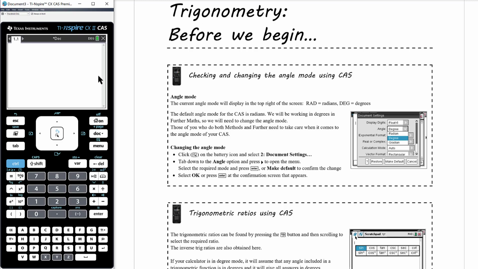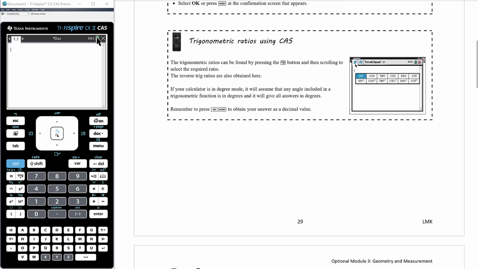You can also do it from the home screen, but it's easier to make sure that in the current document you're in the right mode by just getting into the document and then changing it from there, in my opinion. Okay, so those instructions are there. Refer back to them when and as you need them.